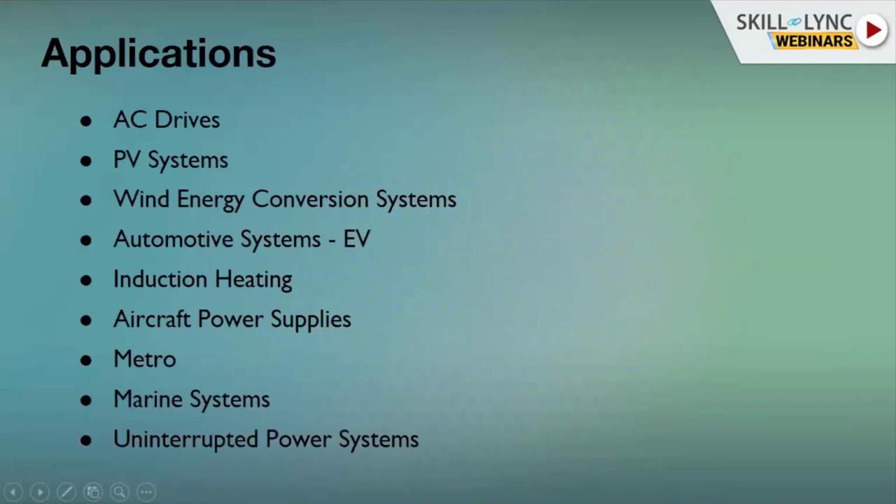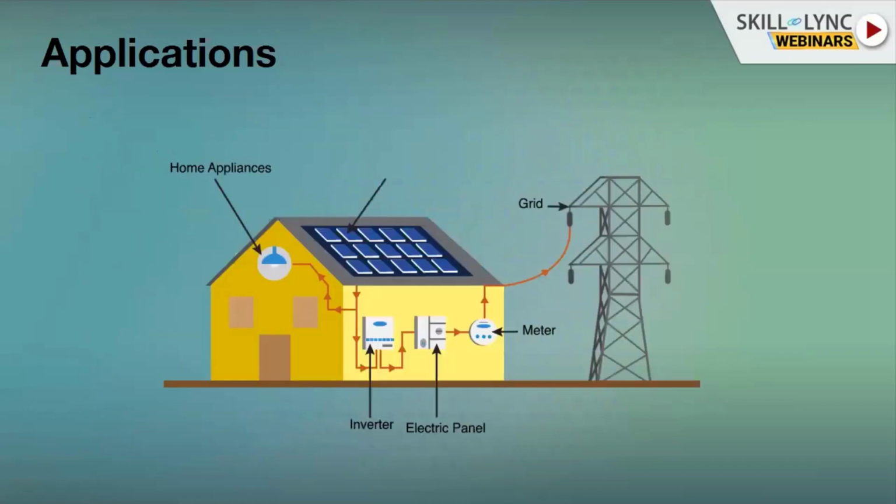Moving on to the applications of inverter. There are many applications, and the important ones have been listed over here. It is used in AC drives, in your solar PV system, a photovoltaic system, wind energy conversion systems, automotive systems, especially in your electric vehicles, induction heating, aircraft power supplies, metros, marine systems, uninterrupted power supply. So you call this, in short, UPS. So we would see a glimpse of some of the applications in detail.